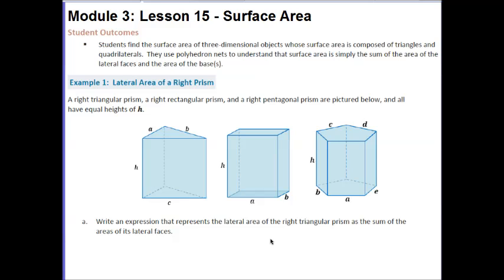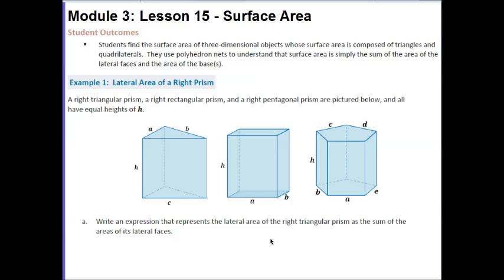Let's start by taking a look at example 1, lateral area of a right prism. A right triangular prism, a right rectangular prism, and a right pentagonal prism are pictured below and all have equal heights of h. Write an expression that represents the lateral area of the right triangular prism as the sum of the areas of its lateral faces.